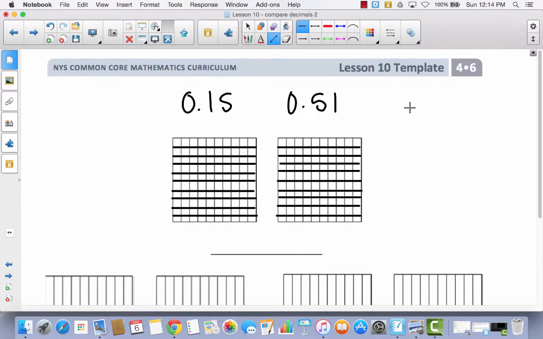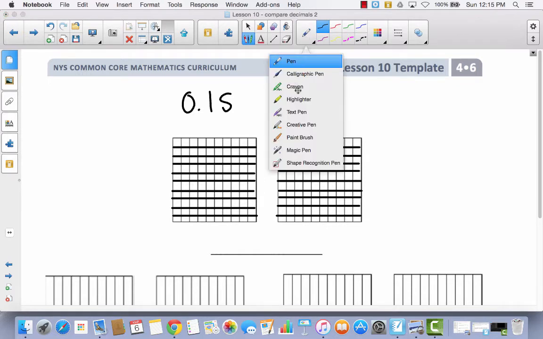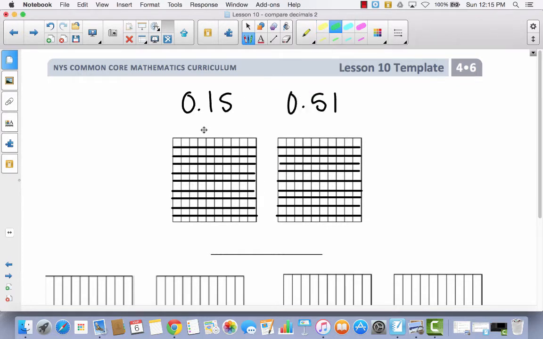Okay, so hopefully you paused the video and you divided both of your area models into 10 parts. You decomposed them horizontally. So now you should have 10 tens, which is 100. Now we can shade 15 hundredths and 51 hundredths. So I'm going to use my highlighter so that we can see. All right, so let's do 10. It's a little big, isn't it? Let's try that again. So let's do 10, 11, 12, 13, 14, 15.